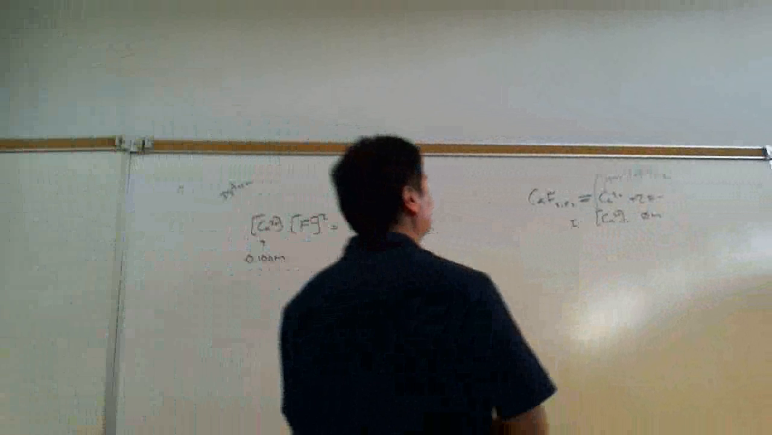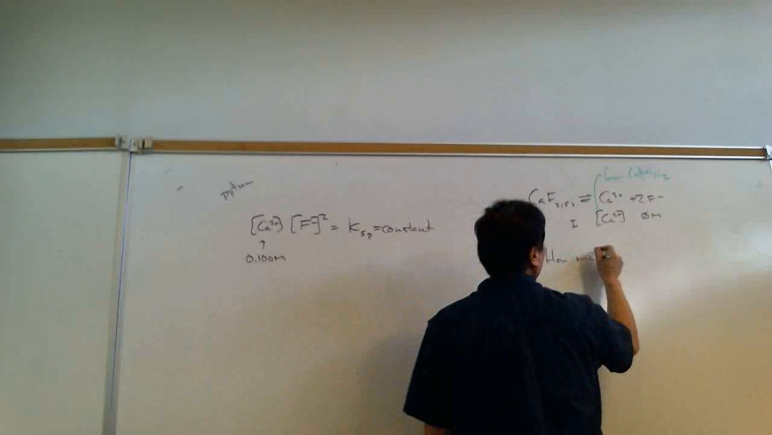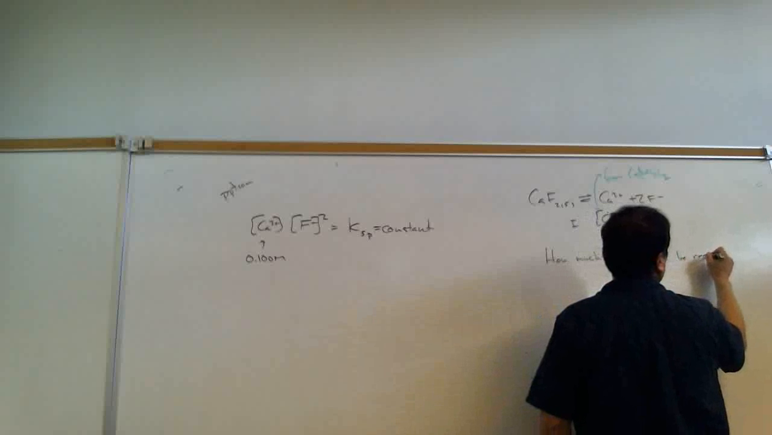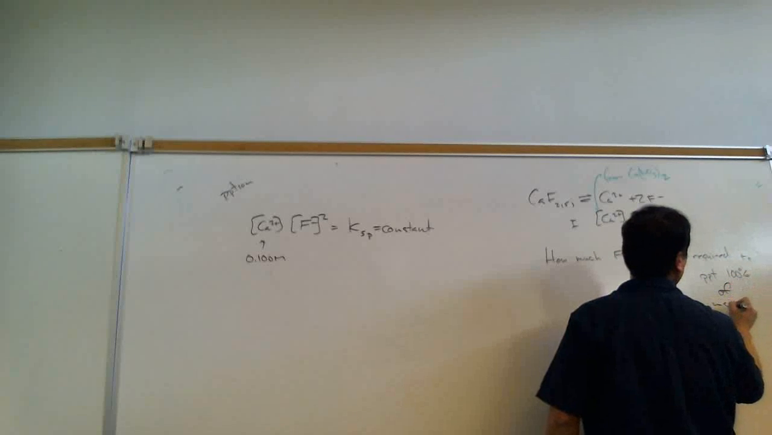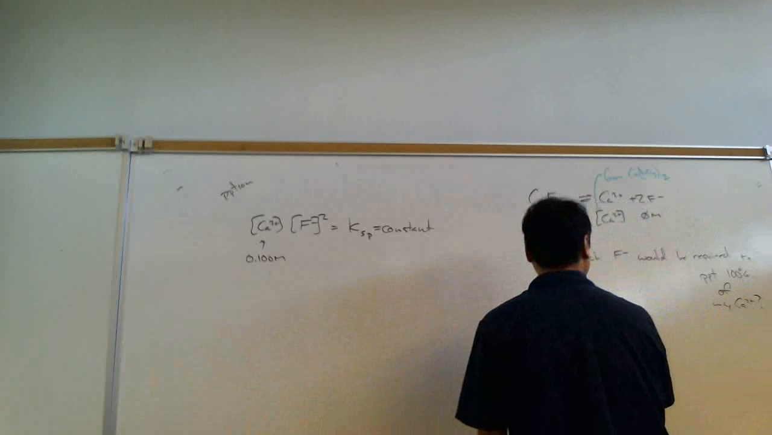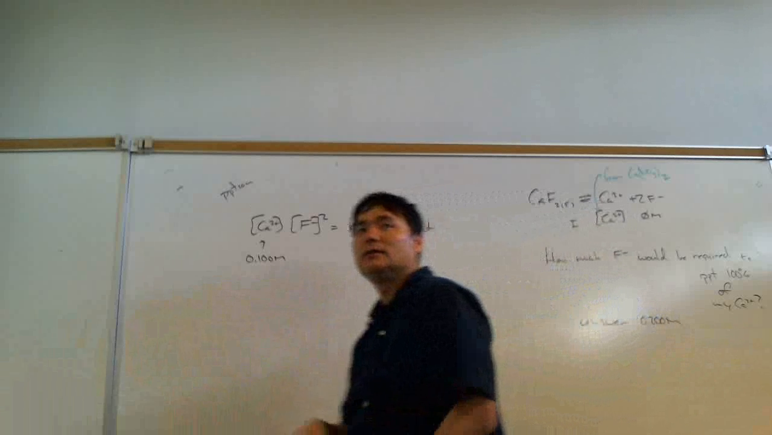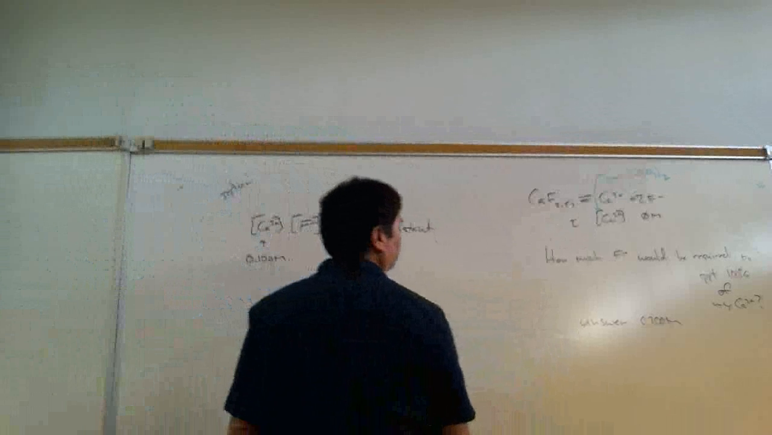Okay. So let's say how much fluoride would be required to precipitate 100% of my calcium 2+. And so the answer, 0.200 molar. That should precipitate all of it, right? Can it be 0.5? I mean, 0.05? 0.05?